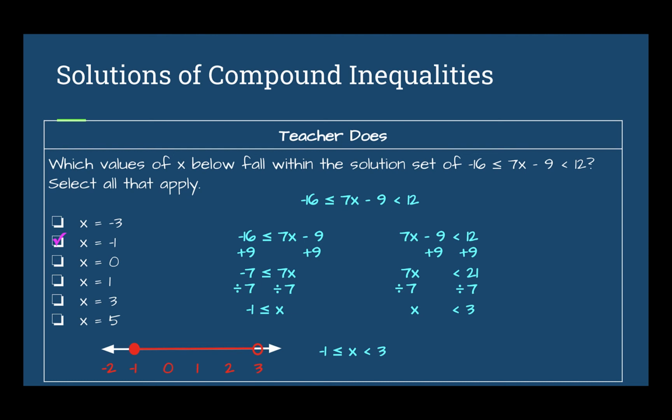What about 0? 0 is definitely between those two numbers. So yes, we'll check that one off. What about 1? Again, 1 is definitely between. So now 3. 3 has an open circle at it, which means it cannot be part of the solution. So I would not check off 3. And then 5 would be too much because it's not less than 3. So I would only choose those 3 numbers that fall in the solution set. Those are my only 3 numbers that are greater than or equal to negative 1 and less than 3.